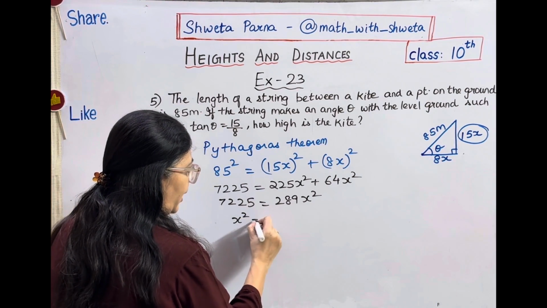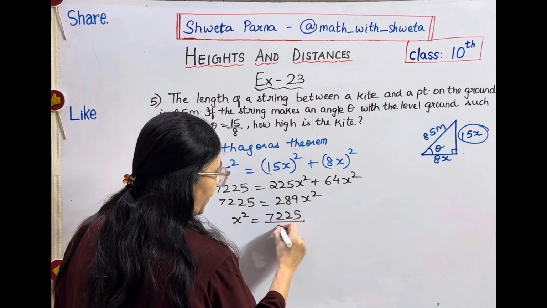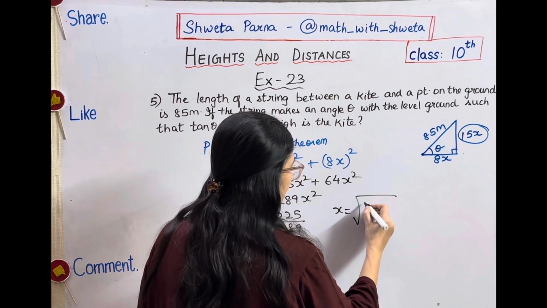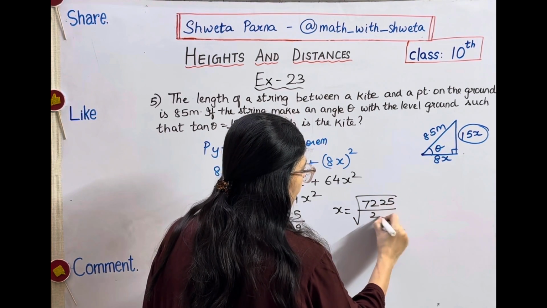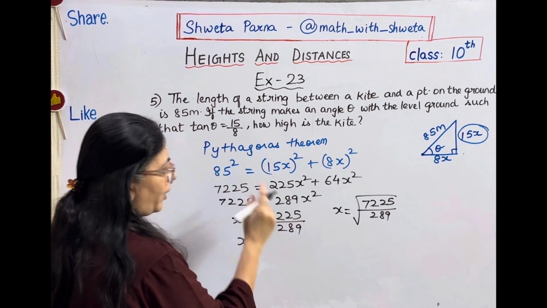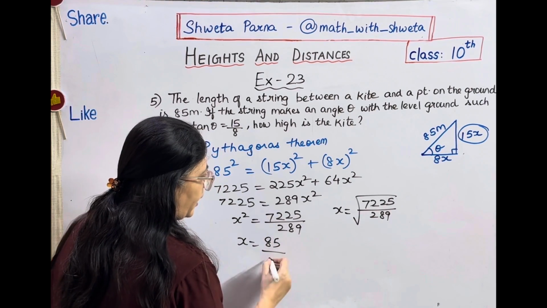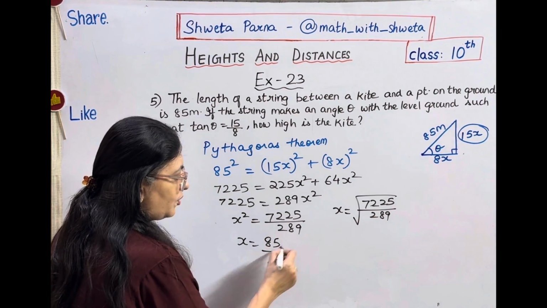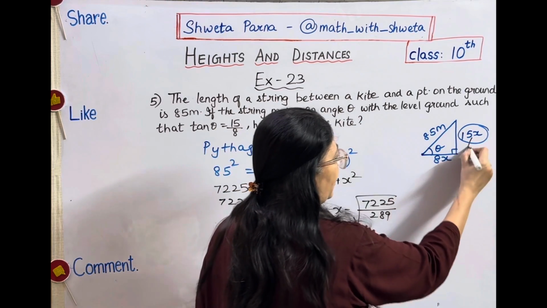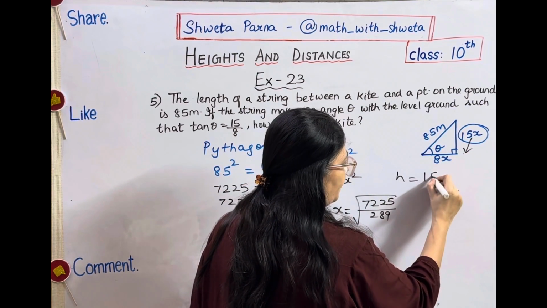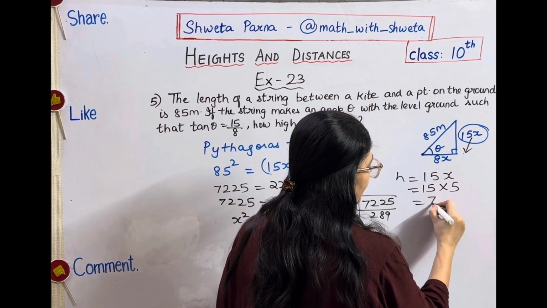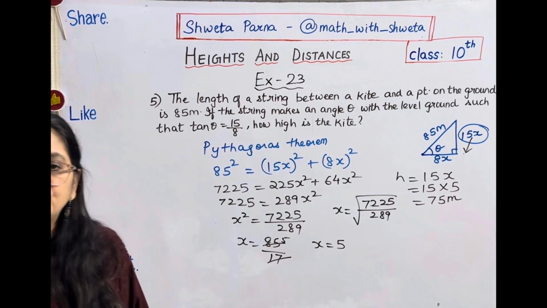So, we can say x square is equal to 7225 divided by 289. Okay. So, what is x? X would be square root of 7225 upon 289. Okay. So, x is equal to the square root of 7225, you want the square? It is 85. 289, it is 17. Now, you can reduce it. 17 5s are 85. So, the value of x is 5. Now, you have to find height. So, what is the value of height? It is 15x, which is 15 into x is 5, which is 75 meter. Clear? Chalo, let's go to the next one.